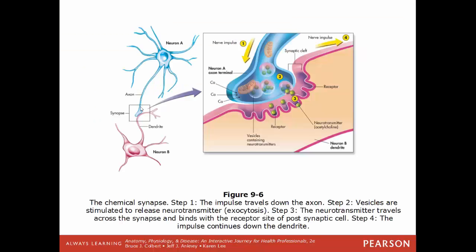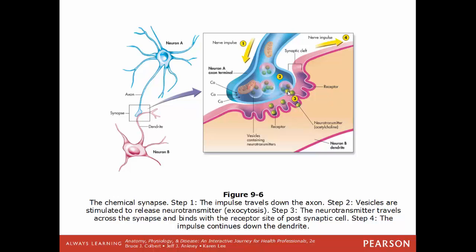Okay, here we have two neurons, A and B. So we'll focus just on right here. Step number one, you have the impulse traveling down the axon to the action potential. So once you get the action potential going down to the very end part here, that will cause calcium channels to open up. So calcium ions will flow into the region. The presence of that calcium will cause these vesicles, these clear circles that have neurotransmitters inside, to migrate toward the cell membrane and then eject their neurotransmitters out. That's what's going on right here.